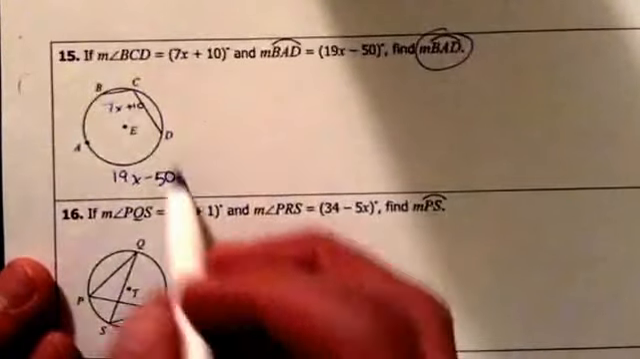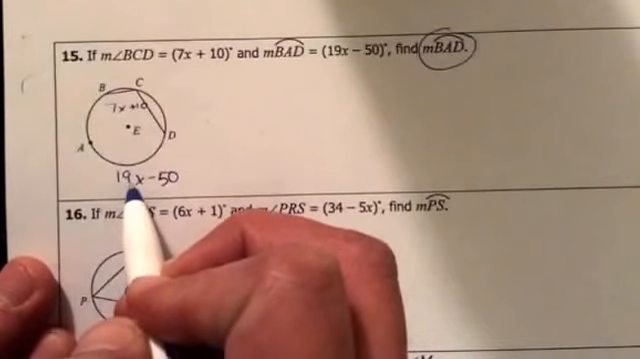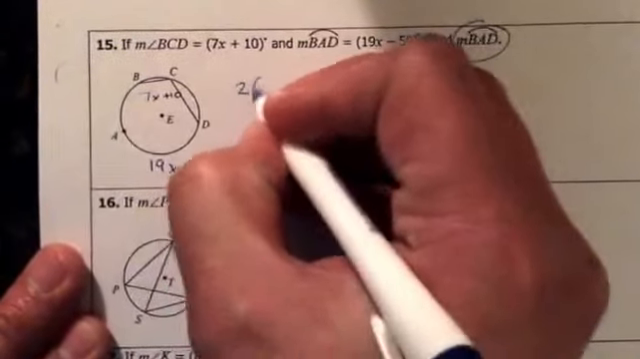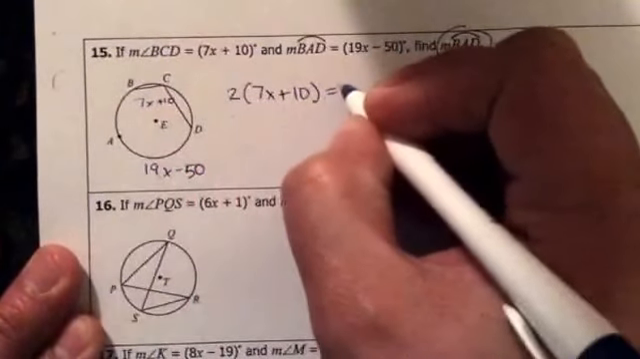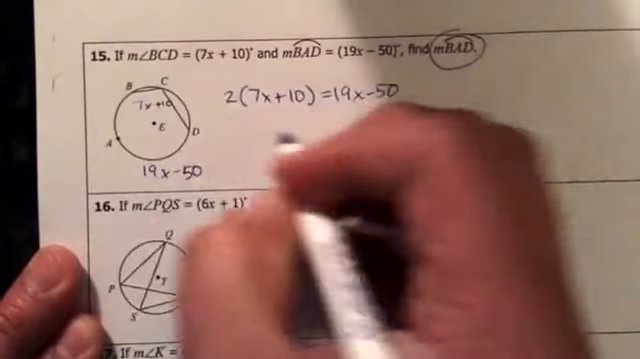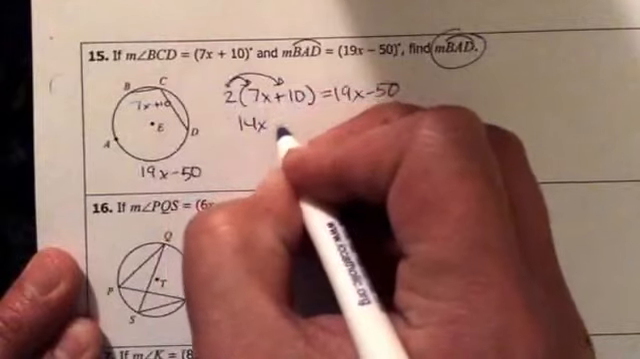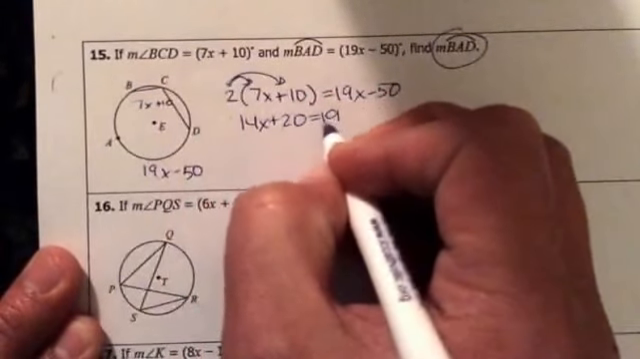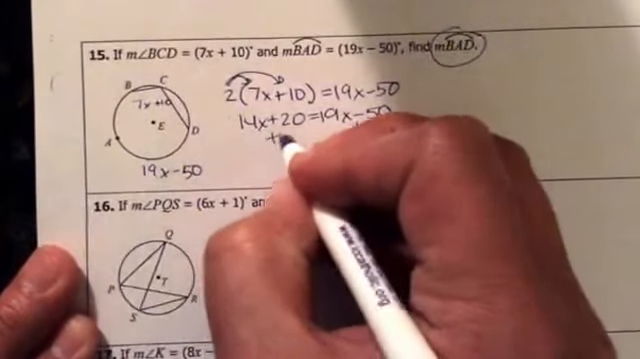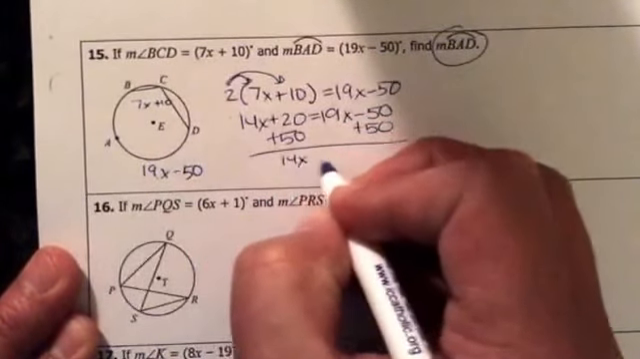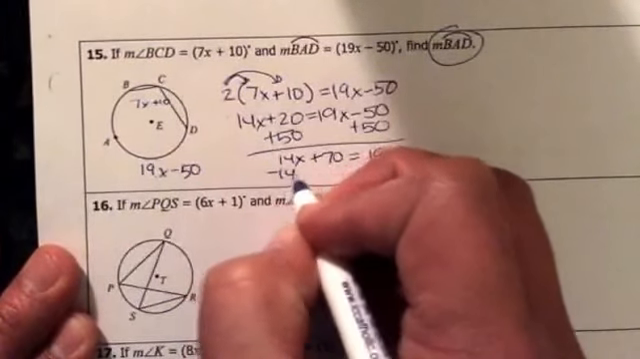So what we need to do is remember that 2 times our inscribed angle equals our intercepted arc. So I'm going to write 2 times 7x plus 10 equals 19x minus 50. I'm going to distribute that 2 there. 2 times 7x is 14x. 2 times 10 is 20 equals 19x minus 50. I'm going to go ahead and add 50 to both sides. I have 14x plus 70 equals 19x. I'm going to subtract the 14x.